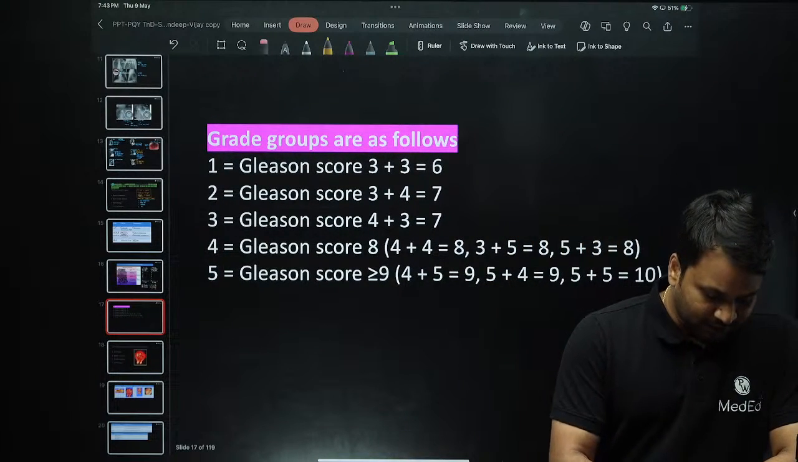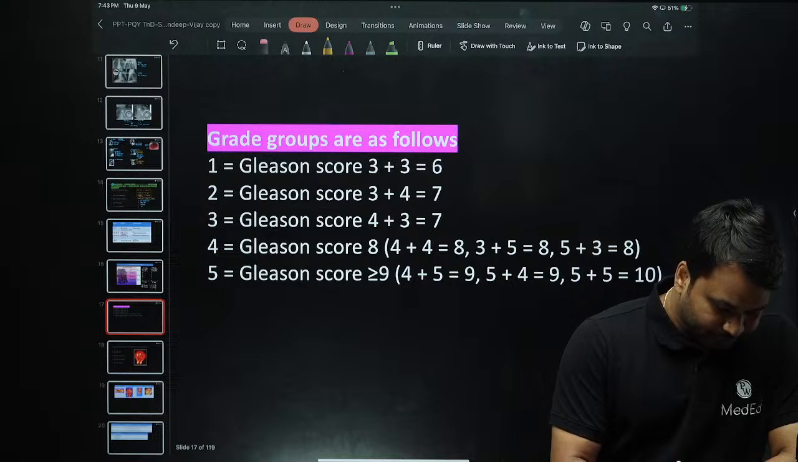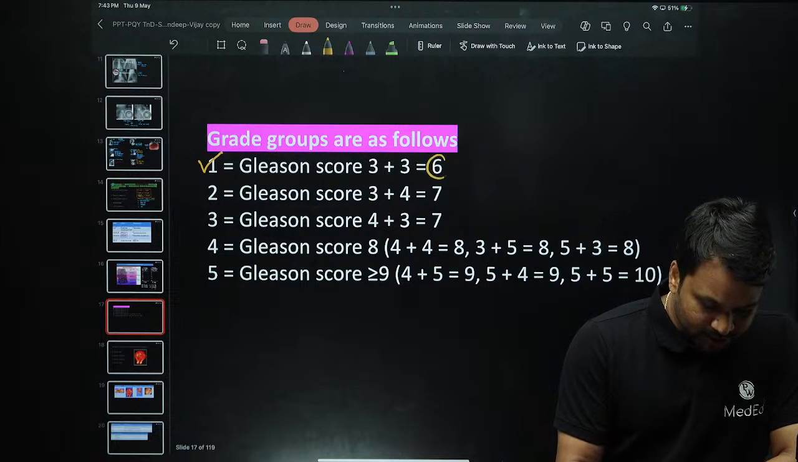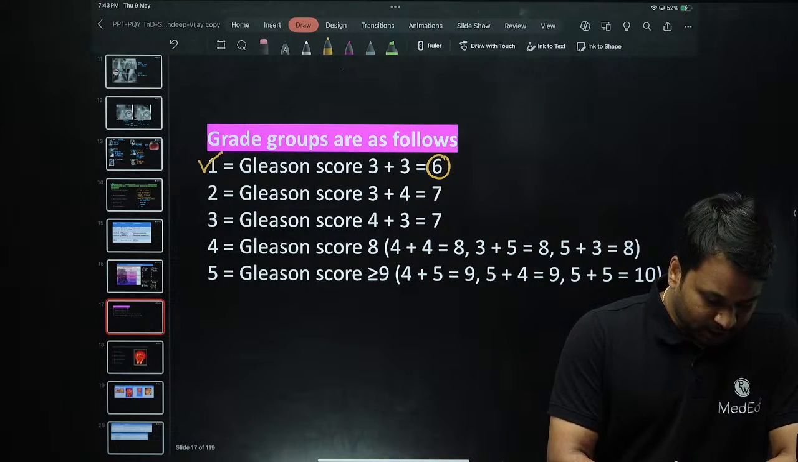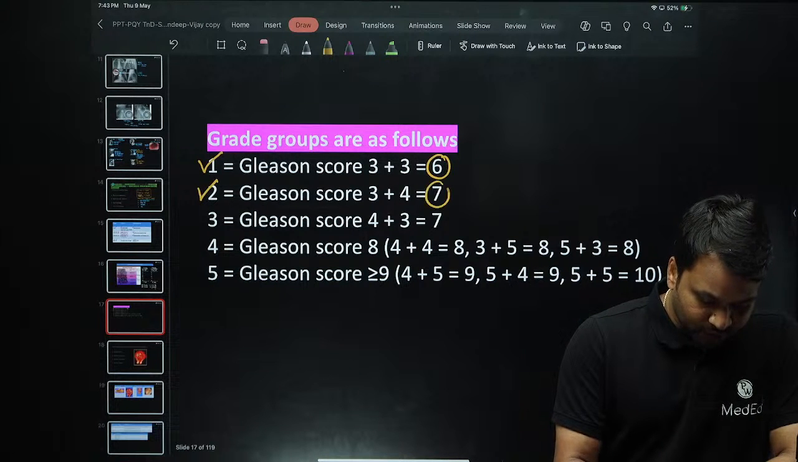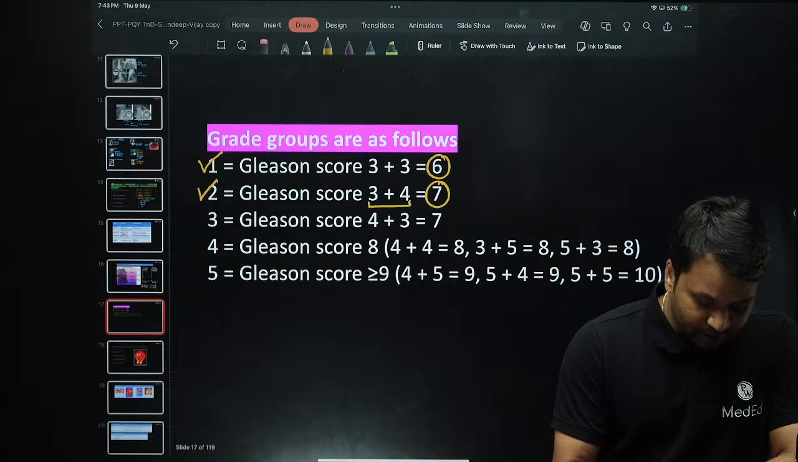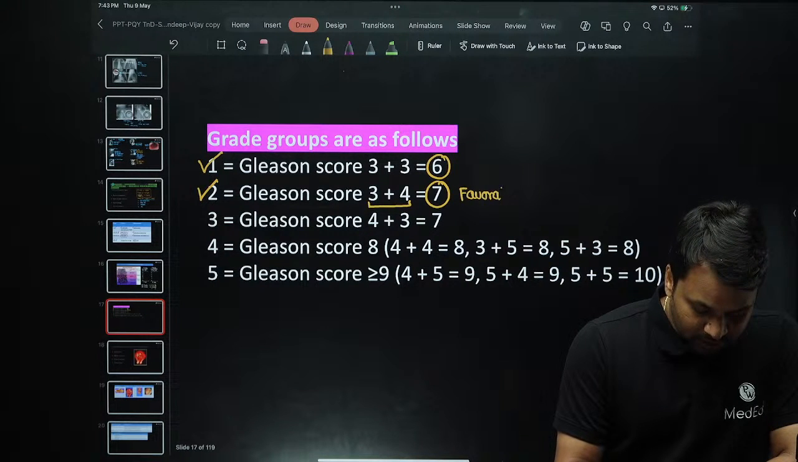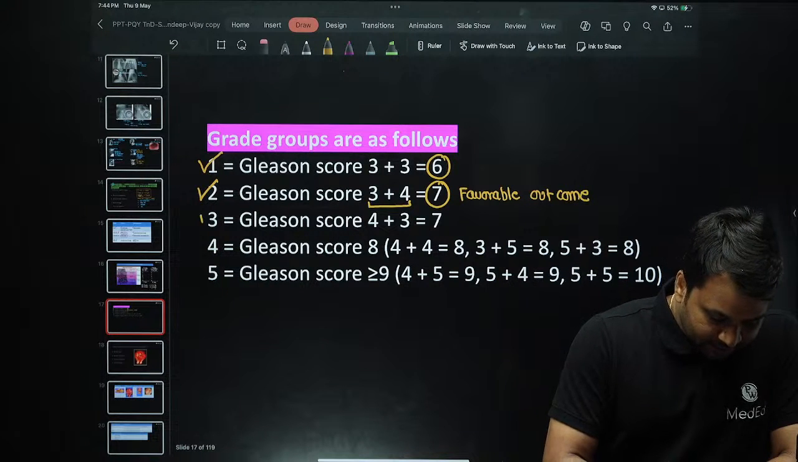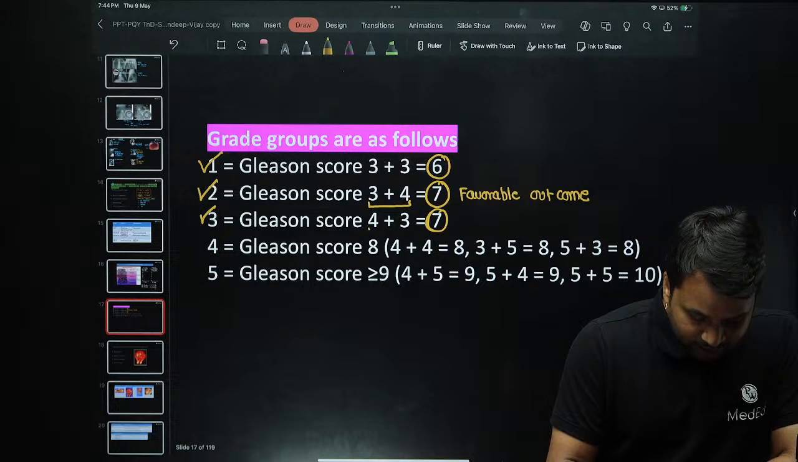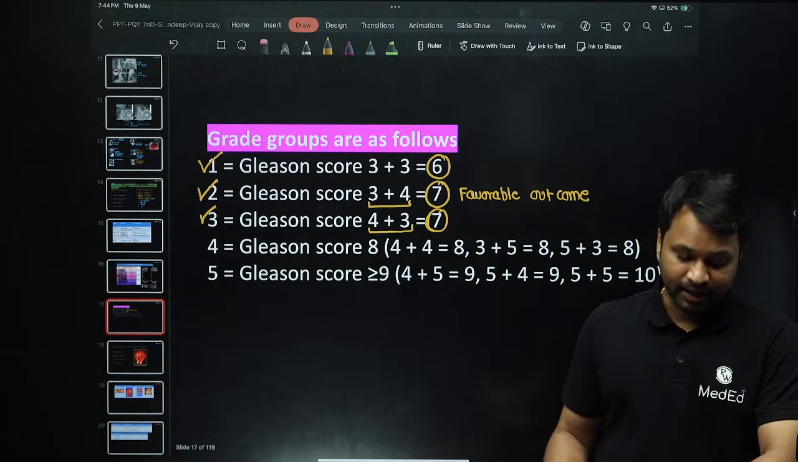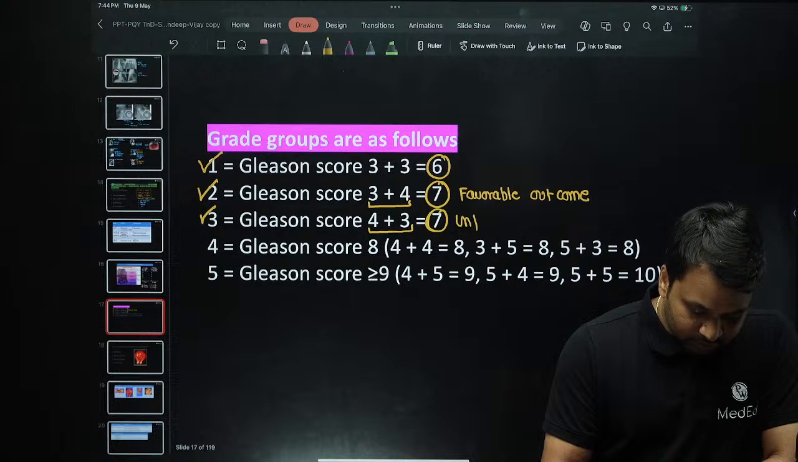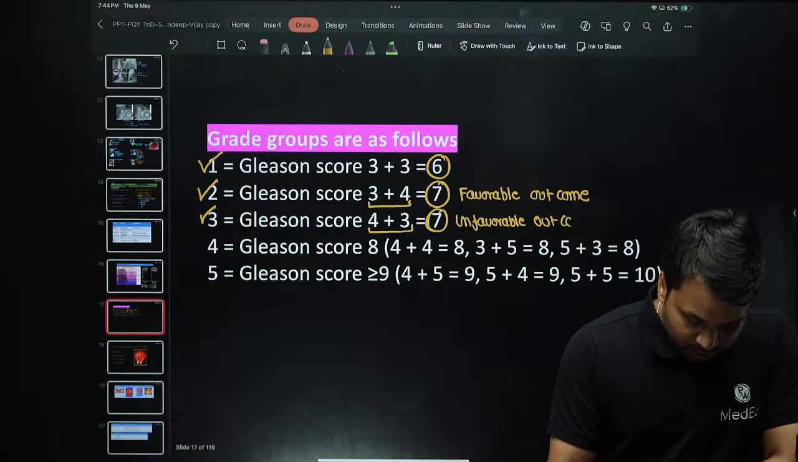So you have grade 1 or the group 1, where our score is 6, written 3 plus 3, right? You have group 2, which is a Gleason's score of 7, but it is a favorable outcome. 3 plus 4 is your favorable outcome. And in the same grade 3, you have a total score of 7, but here you can see the primary score is more than the secondary. So it's an unfavorable outcome.